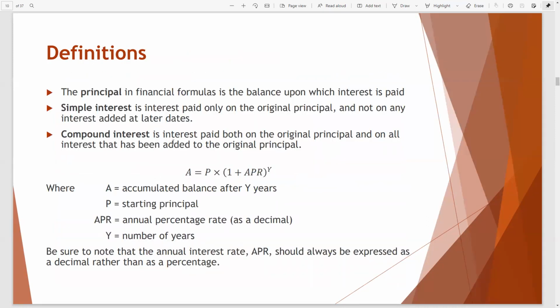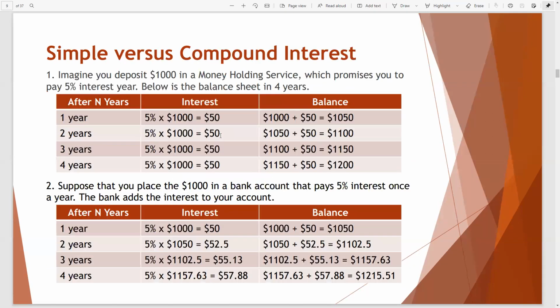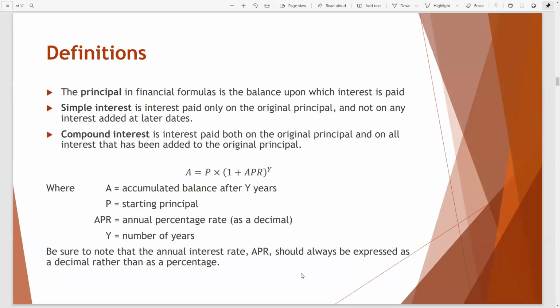Compound interest is interest paid both on the original principal and on all interest that has been added to the original principal. The formula is simple. We can see it's just a 5% interest rate times the principal, added to its principal. After some calculation, that's just principal times 1 plus the annual percentage rate, to the power of Y.